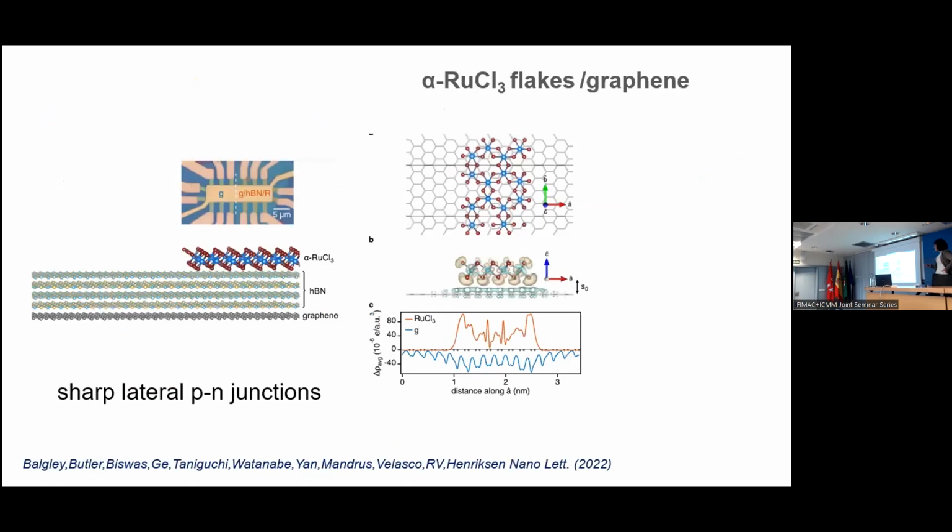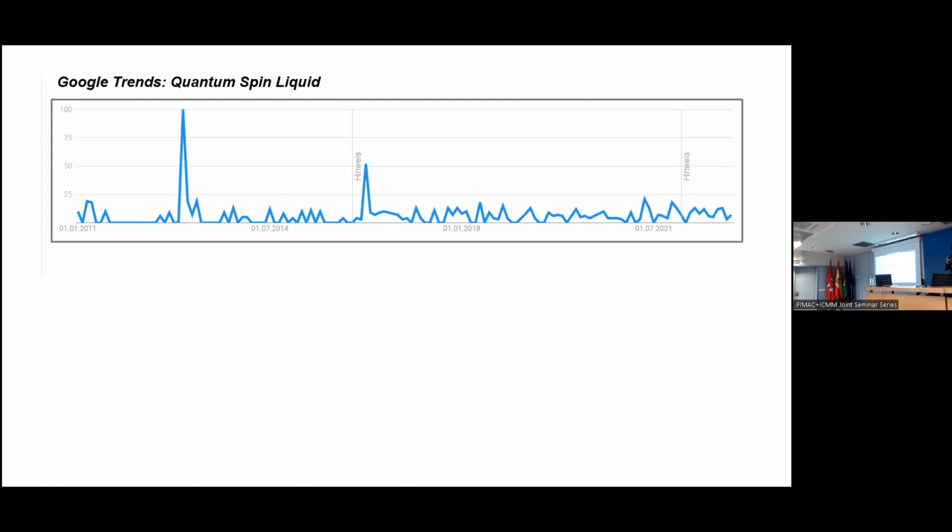There are applications of these layers, just for the sake of showing you an application. In fact, the bilayer alpha ruthenium trichloride on graphene shows very sharp PN junctions, and the colleagues who are doing devices are now using them for quantum dots and other types of behavior. Okay, one minute. Let me just finish now with the following.